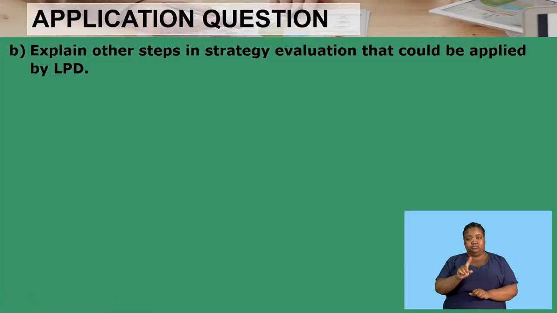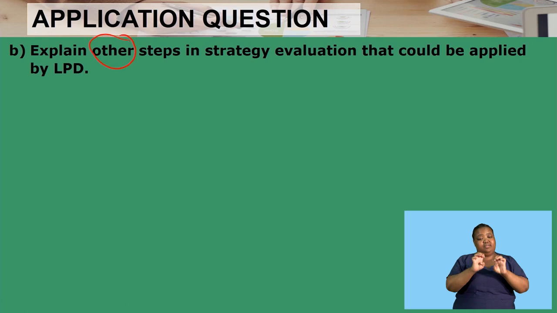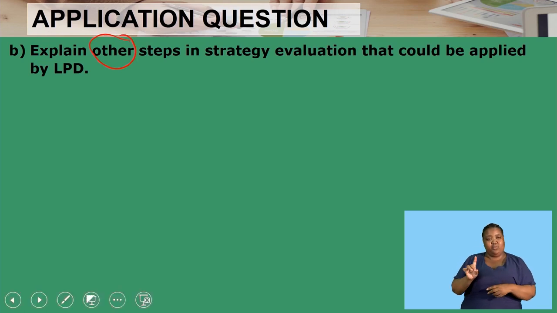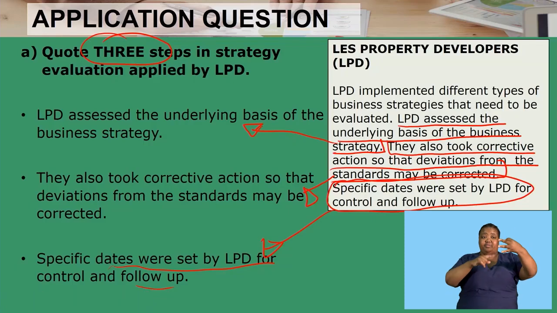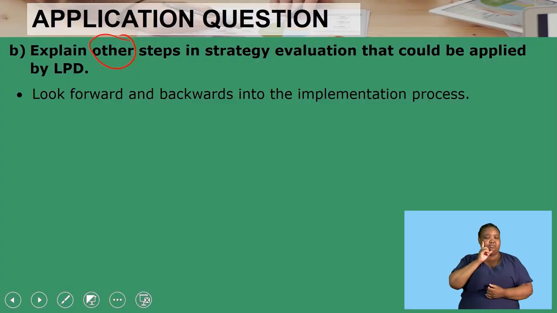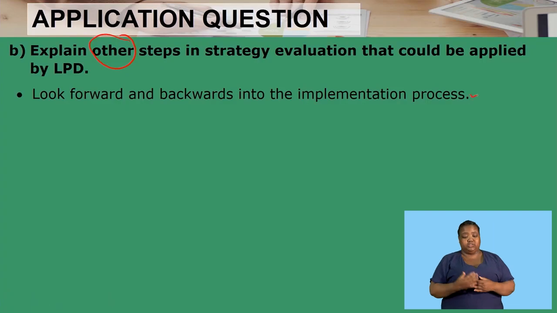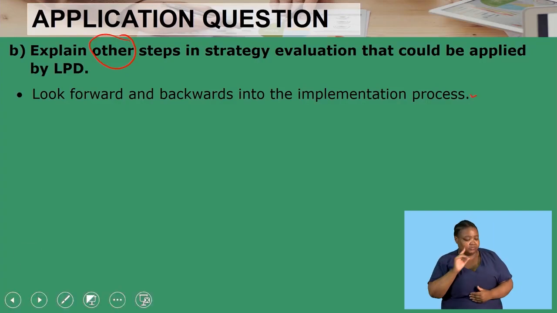All right. The next question says, explain other steps. Don't forget, other is very important. Explain other steps in strategy evaluation that could be applied by LPD. What does the word other mean? It means other than the 3 that we've identified above, basically. So give us other steps. Right, let's see. Look forward and backwards into the implementation process. That's what needs to be done.